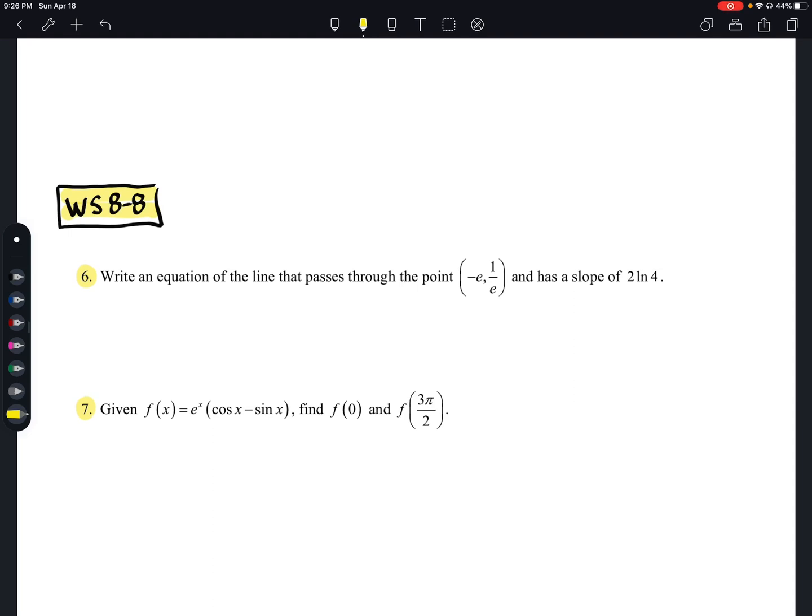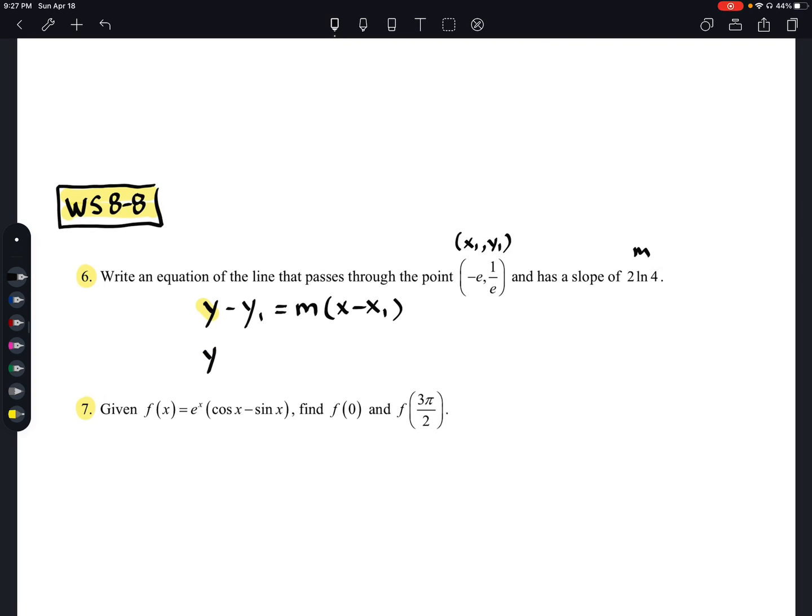All right, so with this one, we're just thinking about our point-slope formula, where we have y minus y sub 1 equals m times the quantity of x minus x sub 1. What you see here is our x sub 1, y sub 1, and then we know that our slope is 2 times the natural log of 4. All we're going to do is substitute the values in.